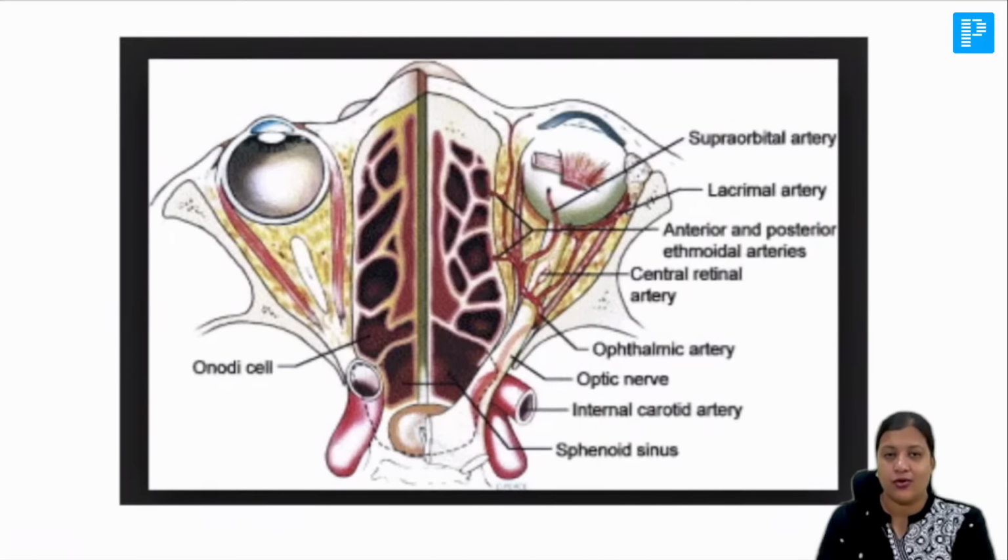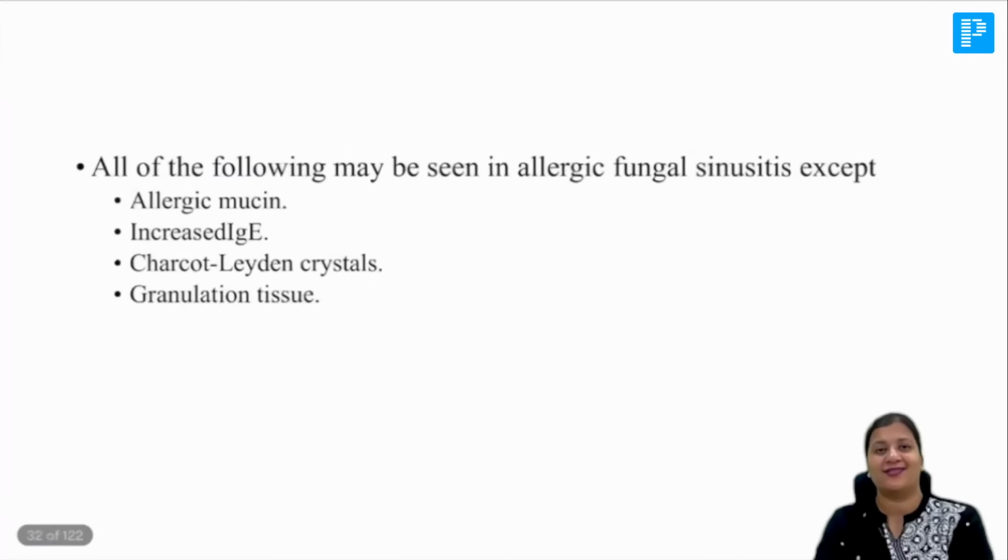Okay, now what is an Onodi cell? This is your Onodi cell, which is extending into the sphenoid sinus. And what nerve is there that is coming from the orbit? This is your optic nerve. So optic nerve and the ICA both can be a part of your Onodi cell. But if you had to choose the single best answer, then that will be your optic nerve.